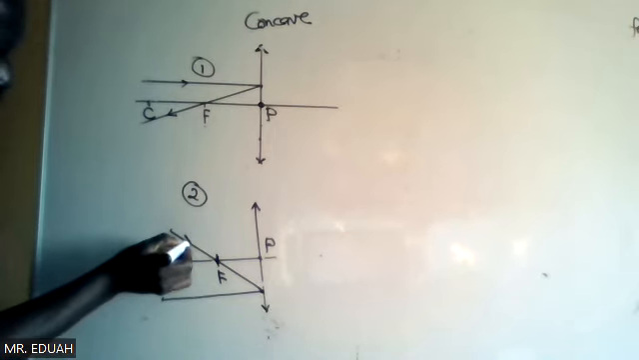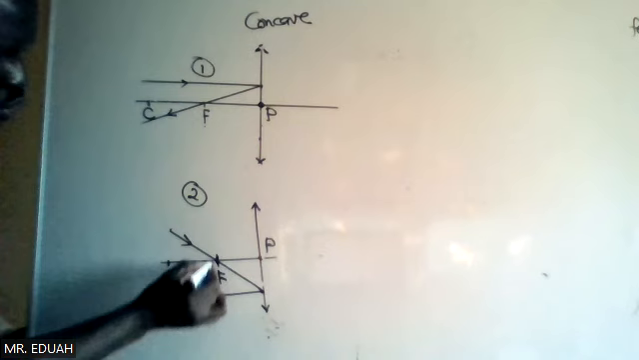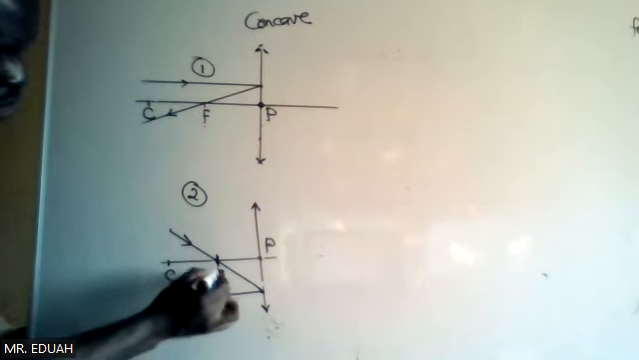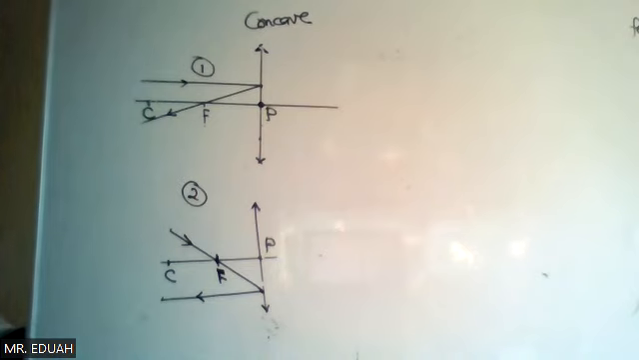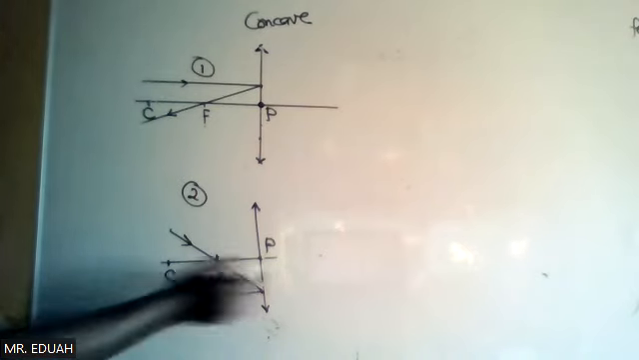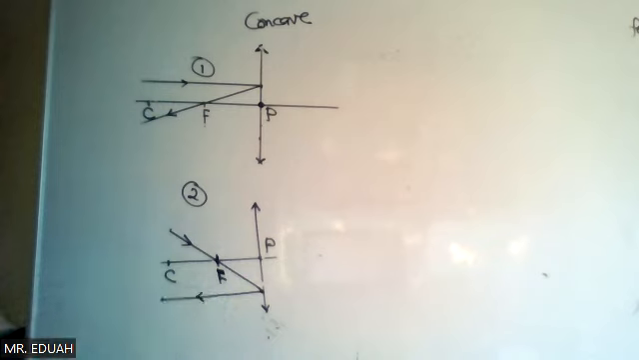So here, the ray is passing through the principal focus or coming from it. After reflection, the reflected ray must be parallel to the principal axis. This is rule two.